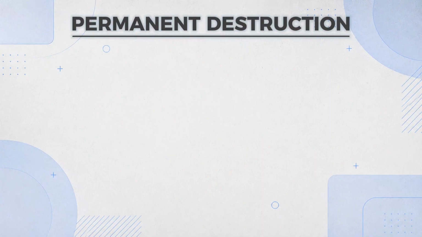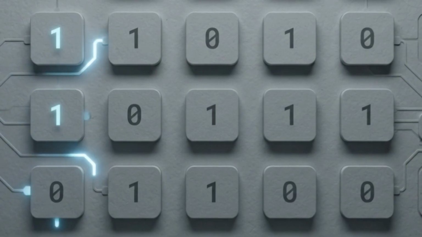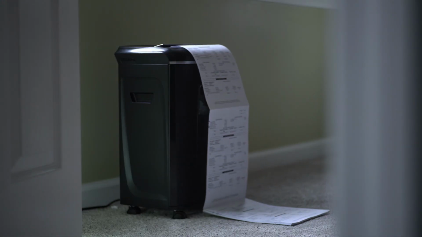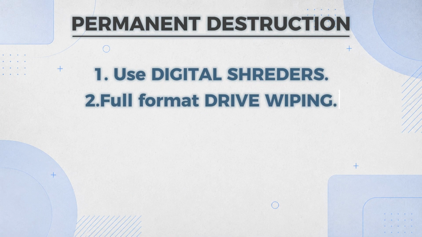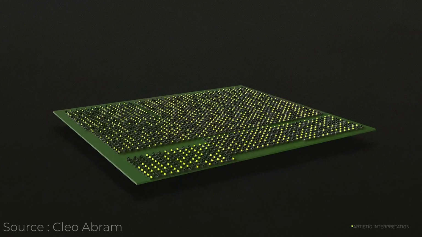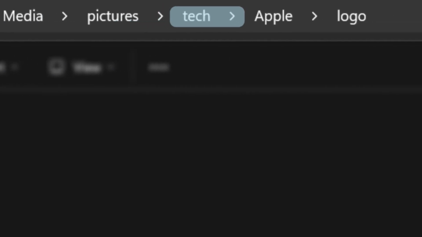To permanently destroy sensitive data, do any of these three. 1. Use digital shredders. These are tools dedicated to overwriting specific sectors with random data before removing the index pointer, so the file is already destroyed before it was even deleted. The second one is full format drive wiping. This is different from quick format. It is the same process as how digital shredders work, except full format scrambles the entire physical state of the drive before resetting all the index pointers to default.